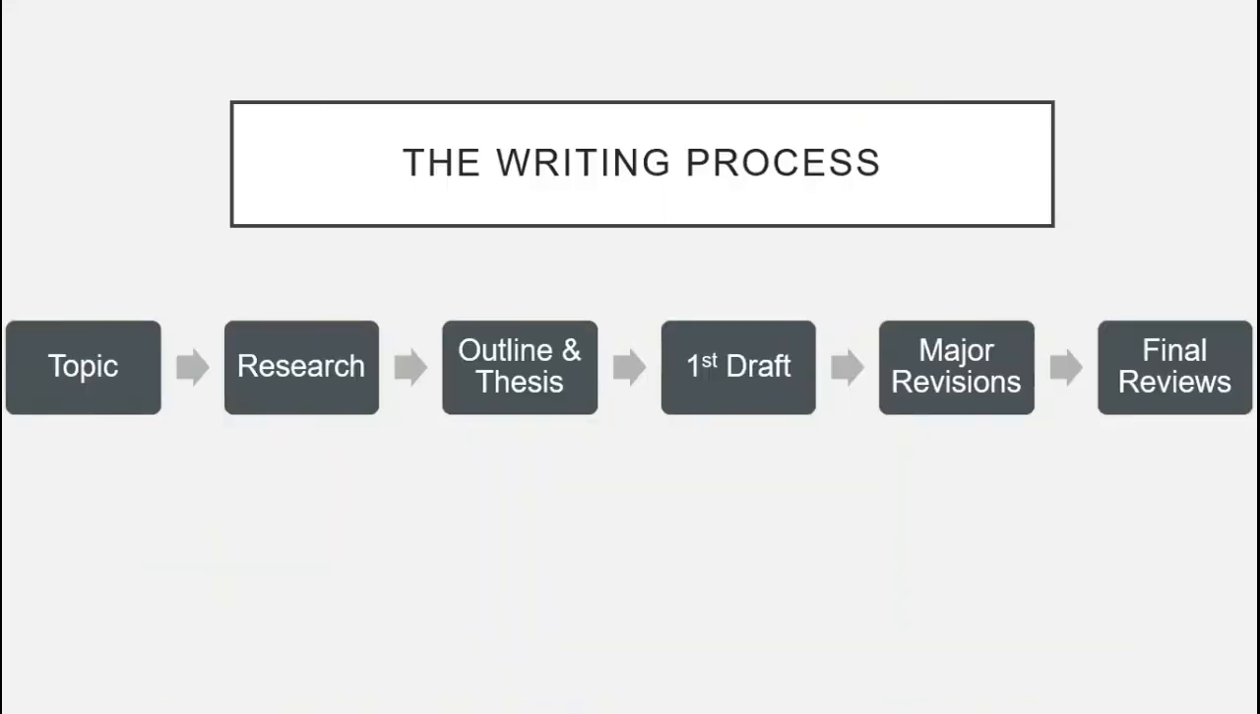The writing process might look different for each person, but the typical steps of writing a research paper include brainstorming and topic selection, research and note-taking, outlining and thesis development, writing a first draft in chunks, revising the draft for big picture issues, and finally, editing the draft for final reviews to create your final paper. Each step helps you move forward into the next step.